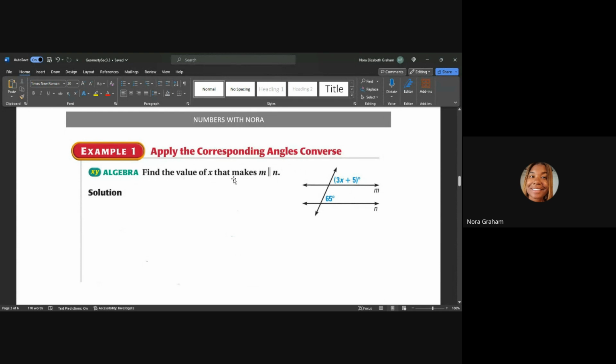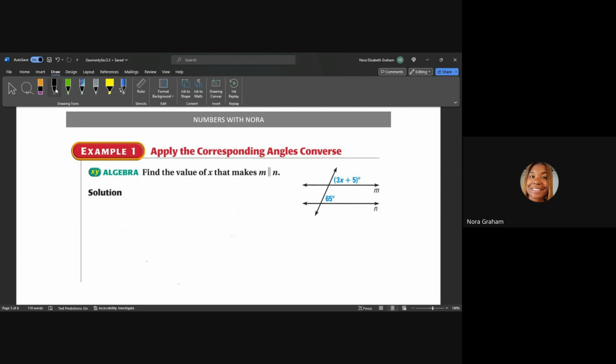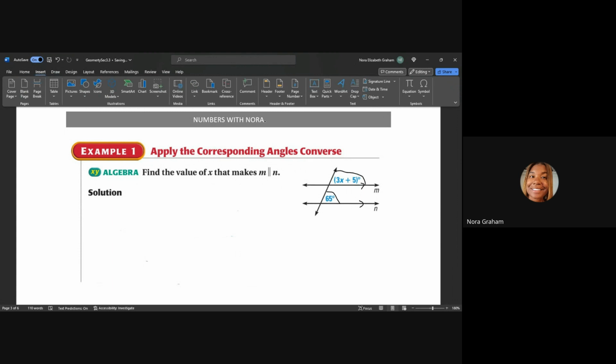Find the value of x that makes m parallel, that's our symbol for parallel, the two lines, n. All right. So let's look at what they give us first. Since we want to find when these two lines are parallel according to our corresponding angles converse, that means that these two angles right here, my corresponding angles, are going to have to be equal to each other. All right. And we have to solve for x, so we're going to set them equal to each other and then solve for x.